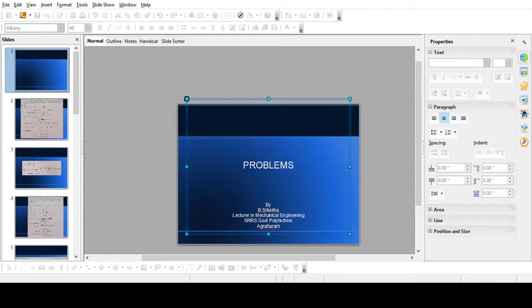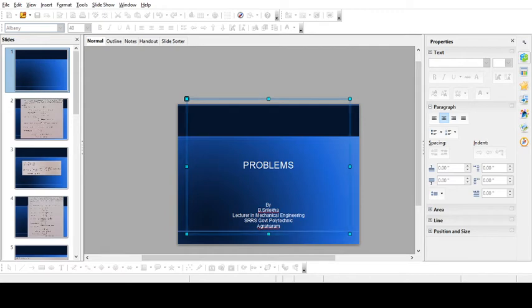So first, an MS bar has a diameter of 10 mm and is 350 mm long. A tensile load of 15 kilonewtons is applied longitudinally. Calculate the extension of the bar, the change in diameter and change in volume. Assume modulus of elasticity of steel is equal to 2 into 10 to the power of 5 Newton per mm square and Poisson's ratio is 0.25.